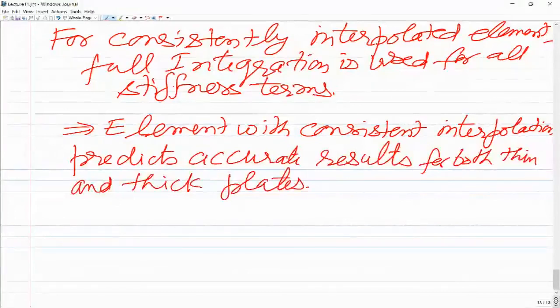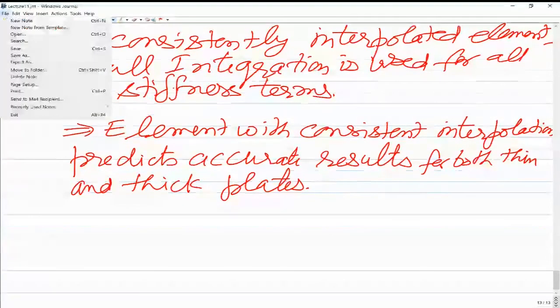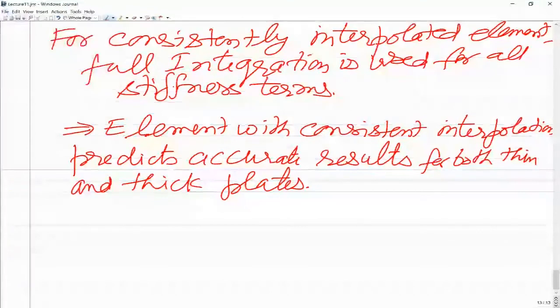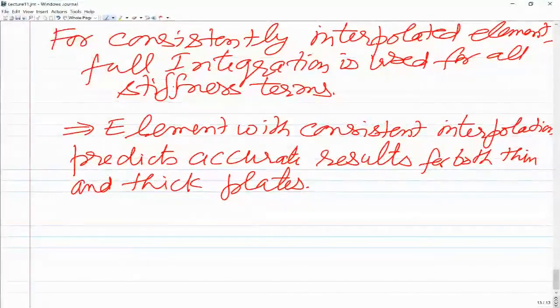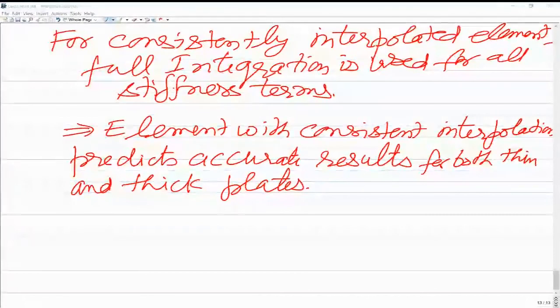So I think this is where I want to stop. Now if you have any questions and doubts, you can ask. In the next class I will be talking about the third approach for eliminating locking, that is the modified interpolation approach, which is also known as the field consistency approach. That is what I will be discussing in the next class. If you have any doubts and questions, you can ask.